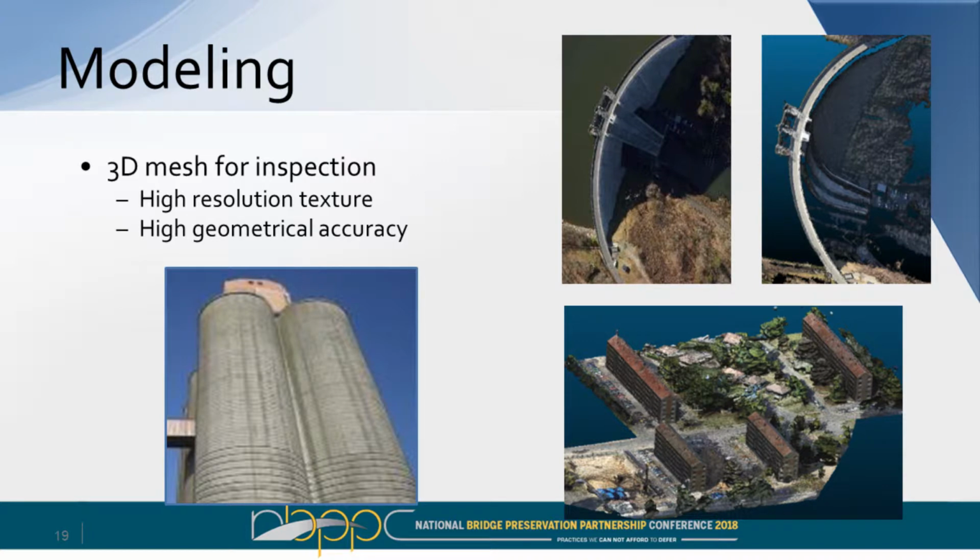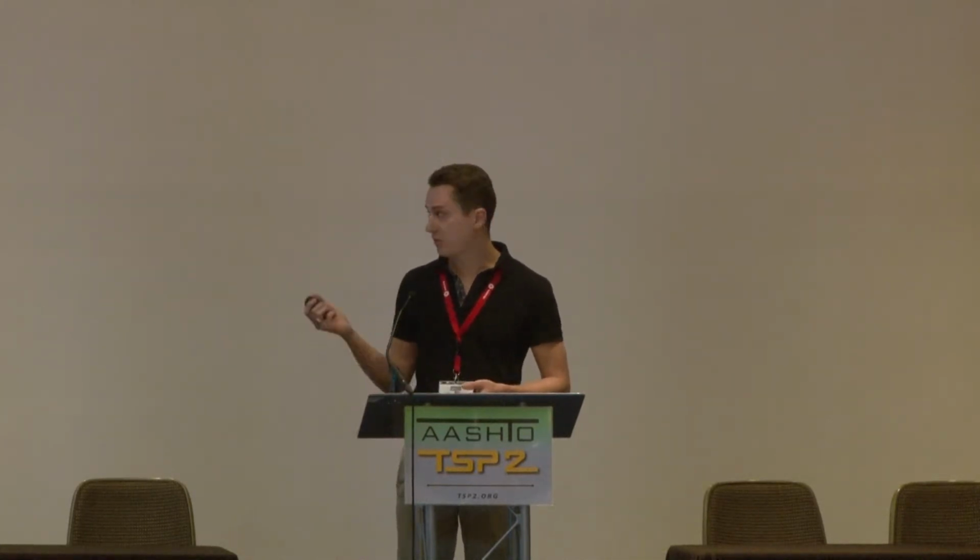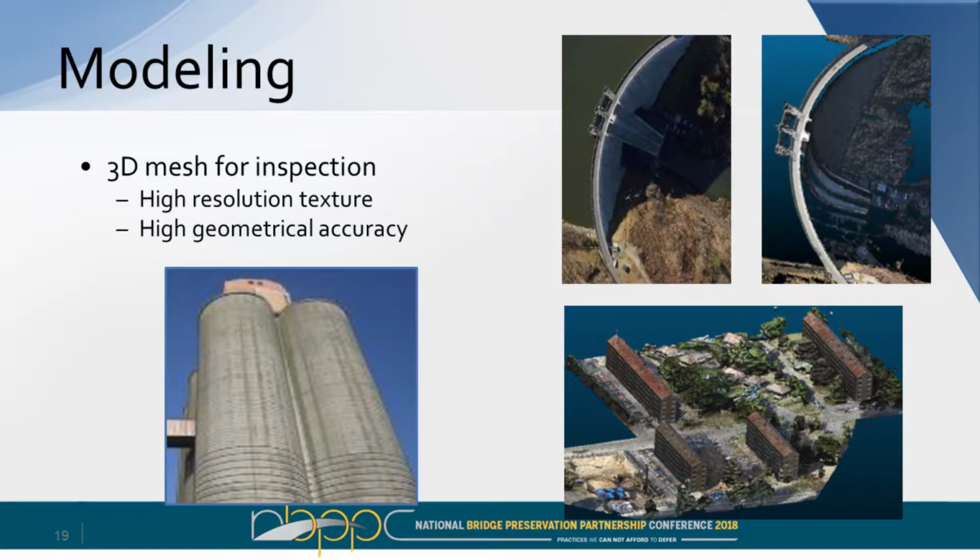For modeling, here's an example of 3D mesh. So we have, on the left, they're just silos, but we were using a drone here to take images, put it together into a 3D mesh so that they could run some finite element modeling depending on the contents of the silo. So they could model pressure and also investigate cracks from year to year. And then these are just some other models of a dam and just a neighborhood area.